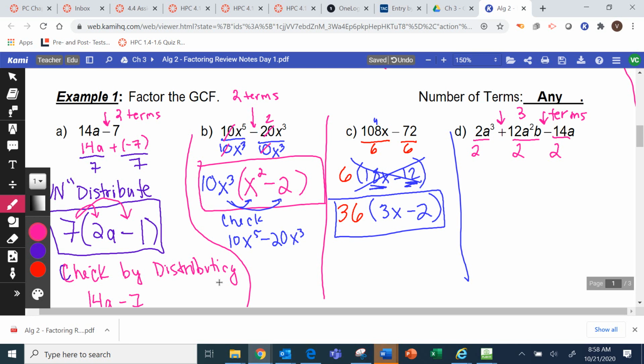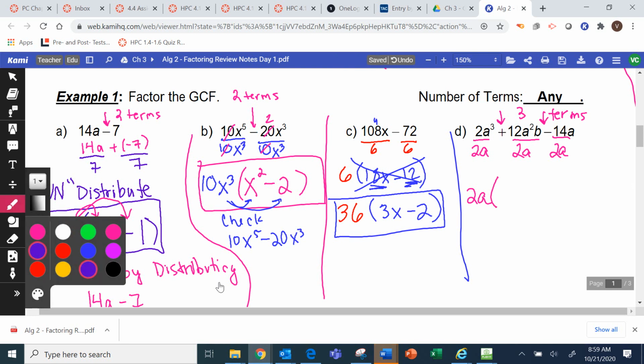How about letters? How many A's can I divide out of all of these? Just 1. This one only has 1 A, so I can't take more than 1 A out because this one only has 1. It has to be the same that we take out. How many B's can we take out? None. The middle one has a B, but nobody else does, so it's not common. So we're taking out just 2A.